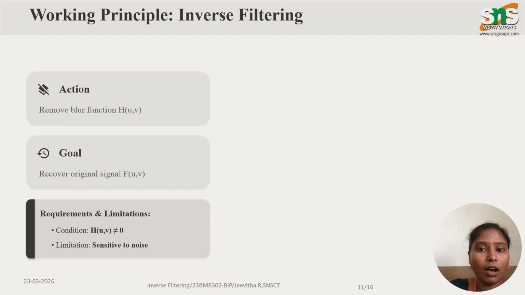Let us understand how inverse filtering works. It removes the blur function H of UV from the degraded image. It recovers the original signal, but there are two conditions. H of UV should not be 0. And it is very sensitive to noise, so even small noise can get amplified. This makes inverse filtering unstable in practical cases.